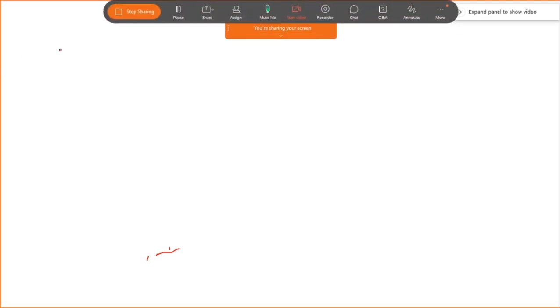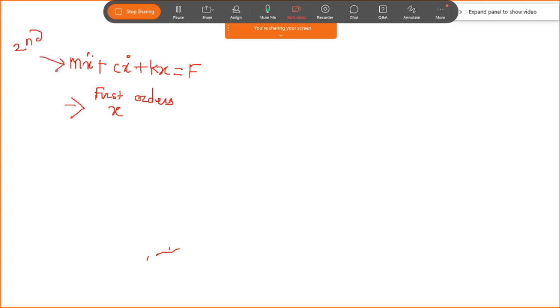So my equation starts with mx double dot plus cx dot plus kx, which is equal to some force function. I can now solve this equation for x. That is a first order equation. I need to go for a first order equation. So this is a second order equation, and I need to convert that into first order.